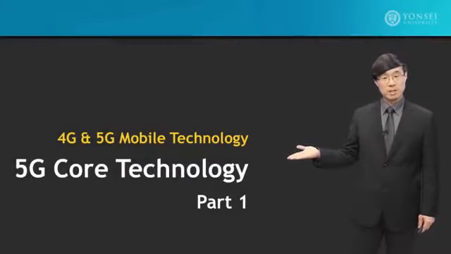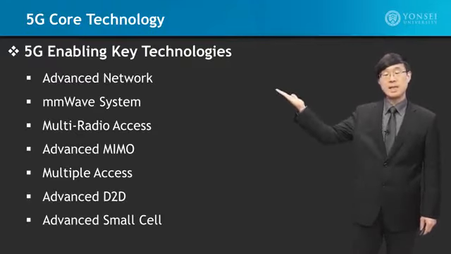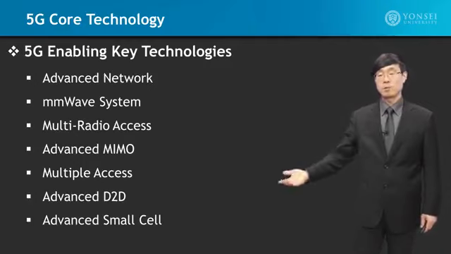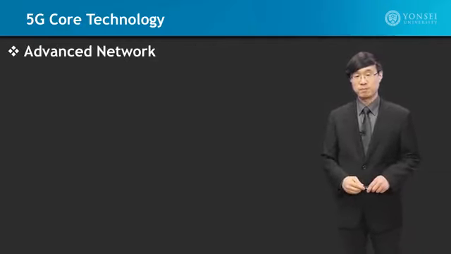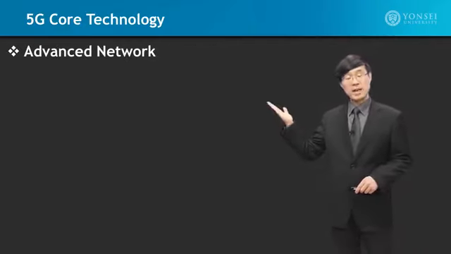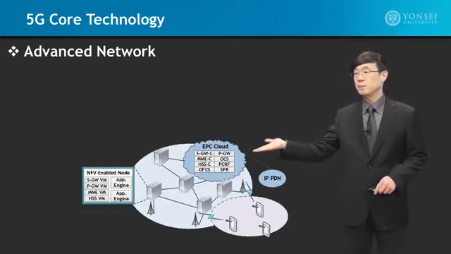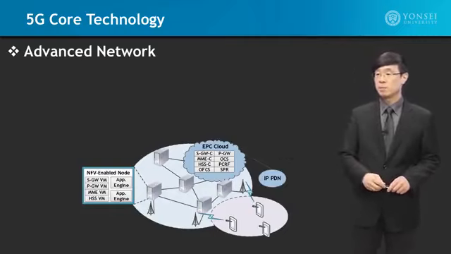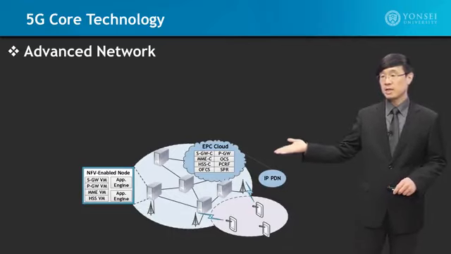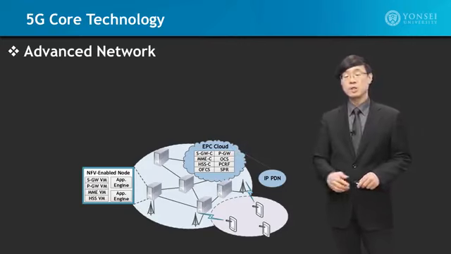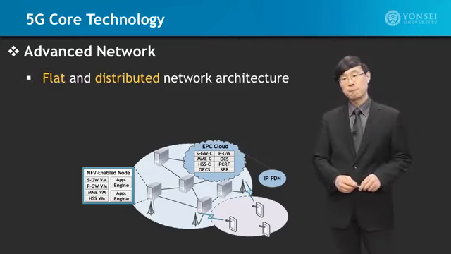5G core technology. The key enabling technologies are based on what you see right here, which we will talk about in this lecture. First, advanced network. As you can see, this is one example where the EPC cloud is there and it's connected to an NFV enabled node, which you see some functionalities are included inside.